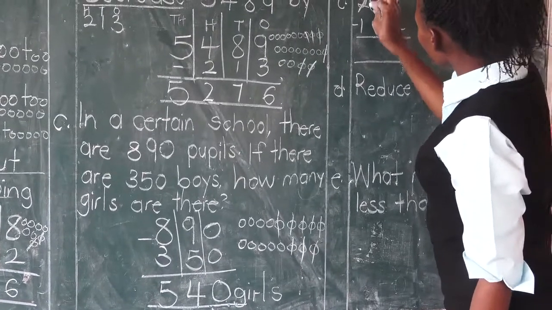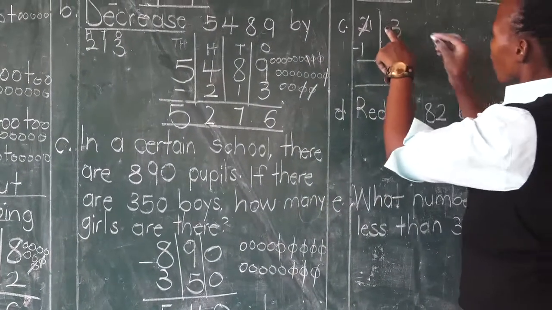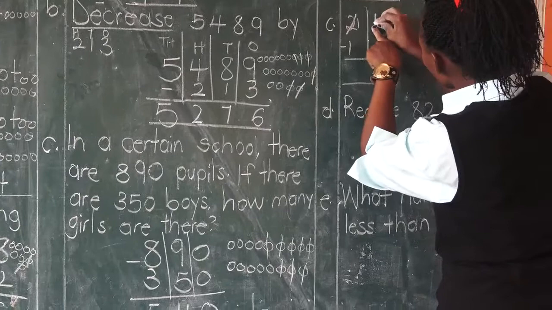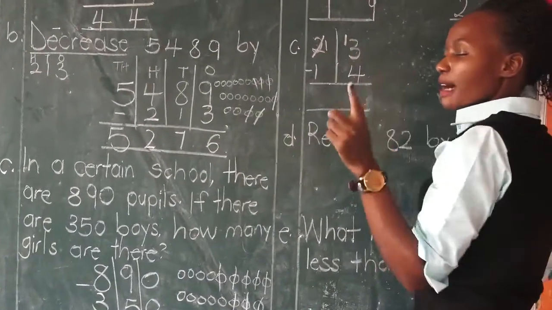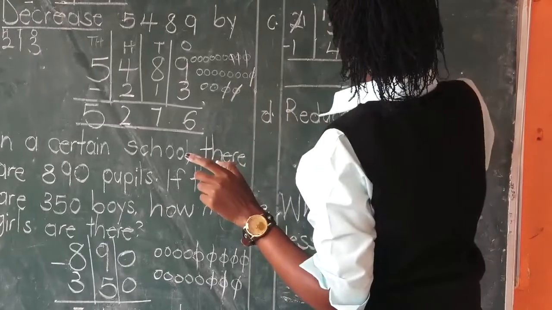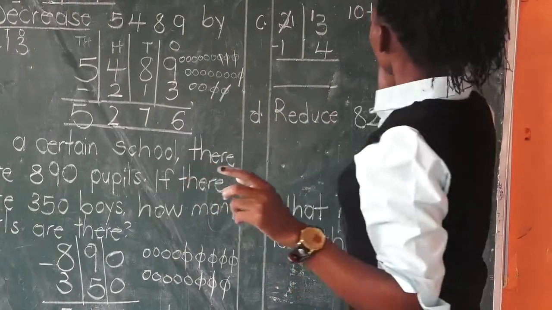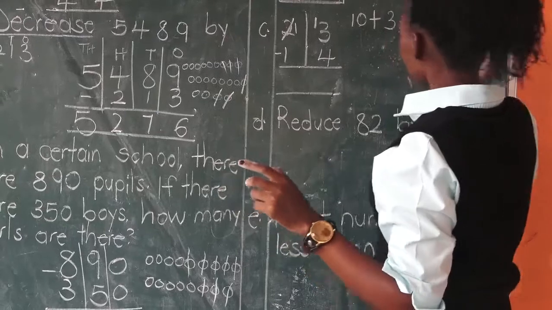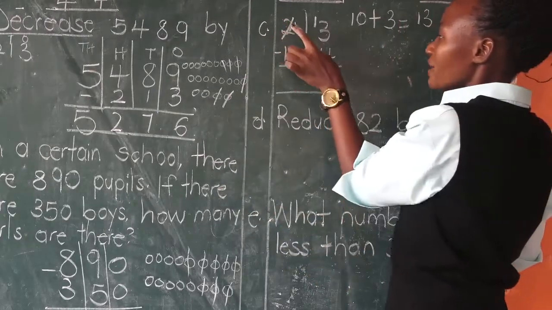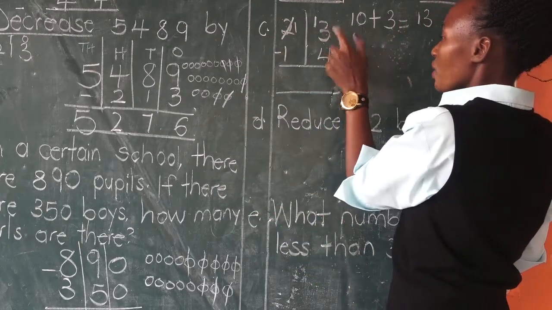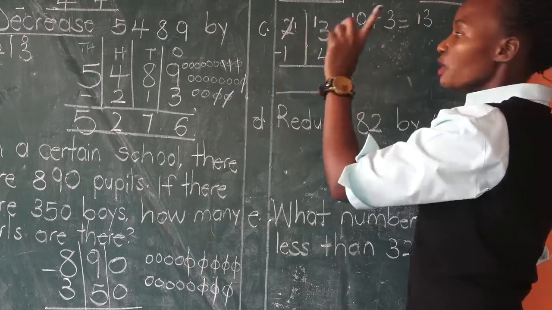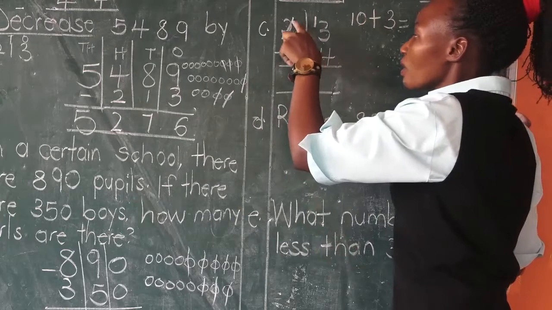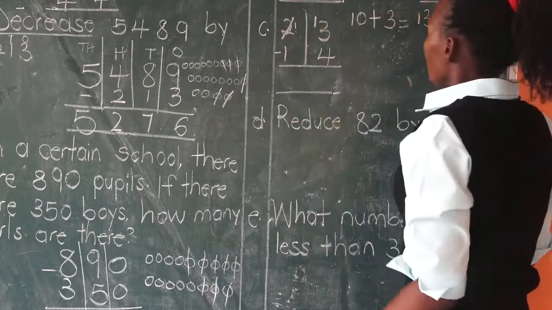We shall remain with the 1. Then we shall borrow 1 and add it on 3. This 1 ten is the same as 10. 10 plus 3, we shall have 13. 1 ten which we've got from this plus 3, we shall get 13. Okay? Here there were 2. We removed 1 ten, meaning that we remained with the 1 ten also. Now we shall get 13.